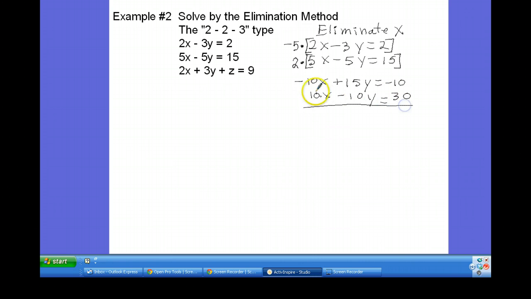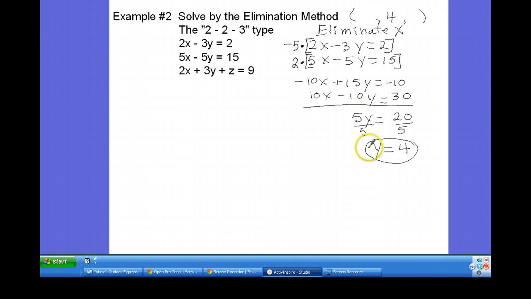Okay. When we add, the x's add out. 10 and negative 10 is 0. 0x we don't have to write, or we say it eliminates. And 15y and negative 10y give us 5y. And over here we add and we get 20. Solve for y, divide both sides by 5. And now we know what the y coordinate is. The y coordinate is 4. Okay. So up here, where our answer is going to be, we know that the y coordinate is 4.